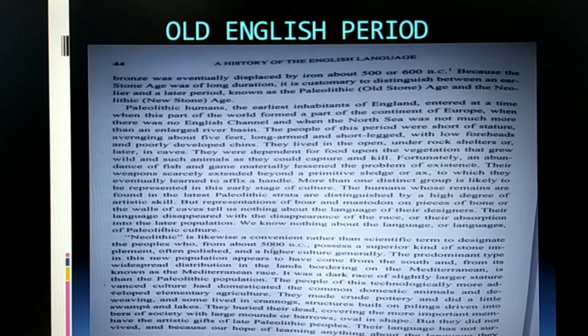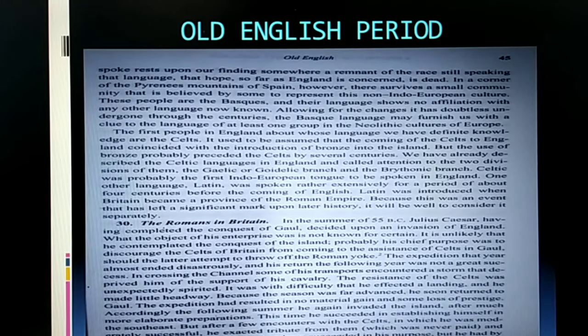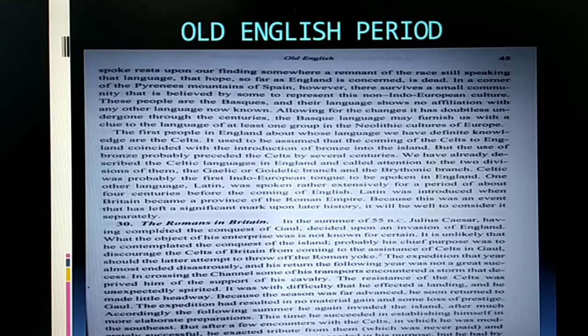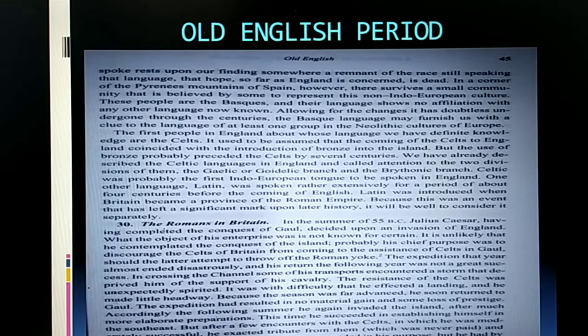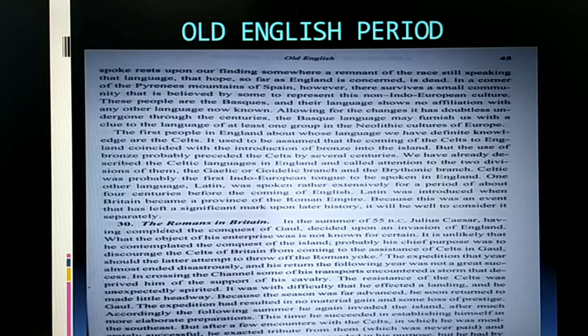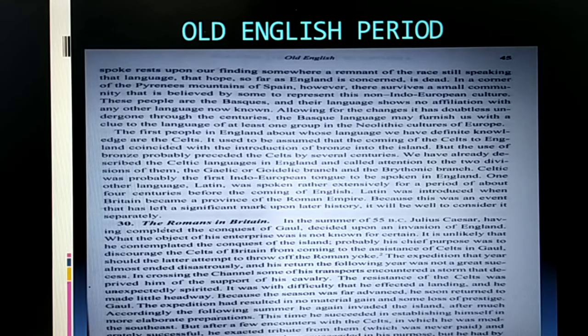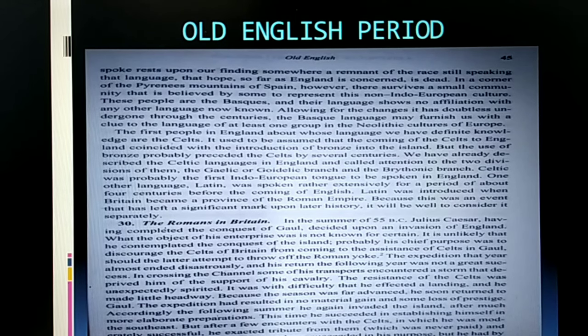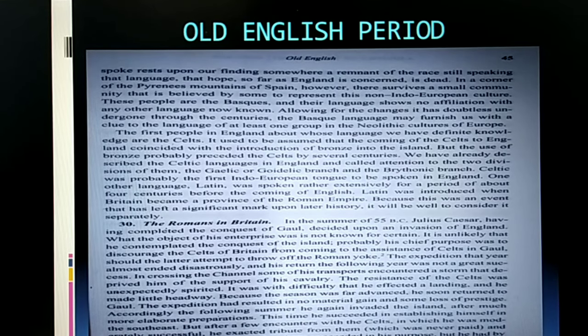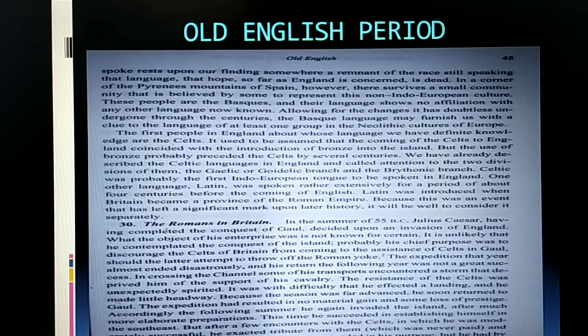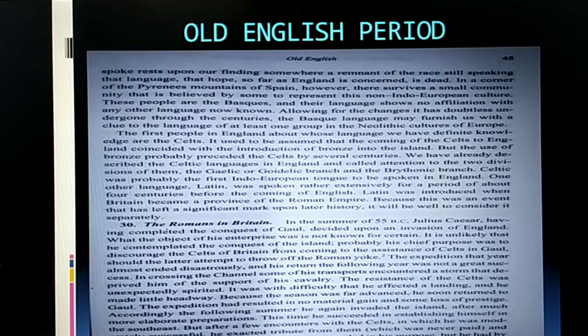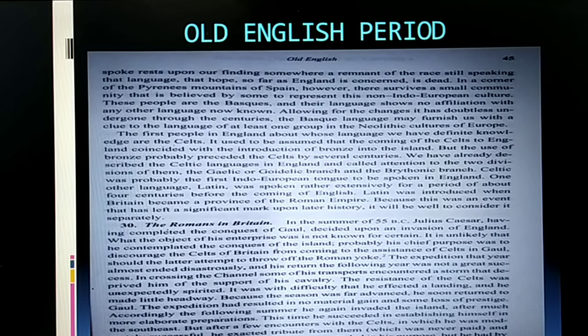Because our hope of learning anything about the language they spoke rests upon our finding somewhere a remnant of the race still speaking that language, that hope, so far as England is concerned, is dead. In a corner of the Pyrenees mountains of Spain, however, there survives a small community that is believed by some to represent this non-Indo-European culture. These people are the Basque, and their language shows no affiliation with any other language now known. Allowing for the changes it has doubtless undergone through the centuries, the Basque language may furnish us with a clue to the language of at least one group in the Neolithic culture of Europe.